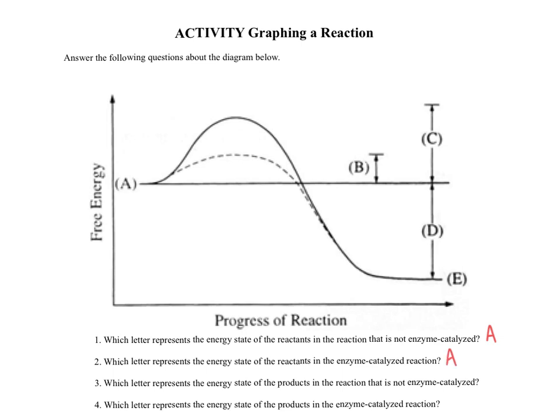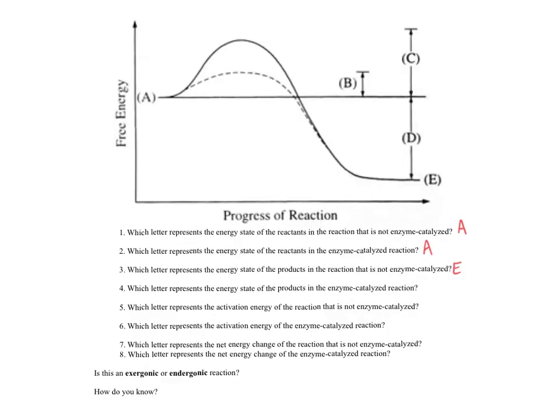Number 3 asks which letter represents the energy state of the products in the reaction that is not enzyme catalyzed. That is going to be E. Number 4, which letter represents the energy state of the products in the enzyme catalyzed reaction? Again, that's a trick question. They're asking you for the products of this reaction, and your enzyme will not change the amount of energy that is available in the products.